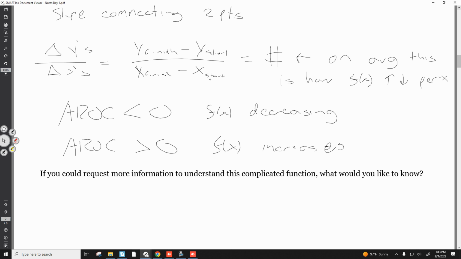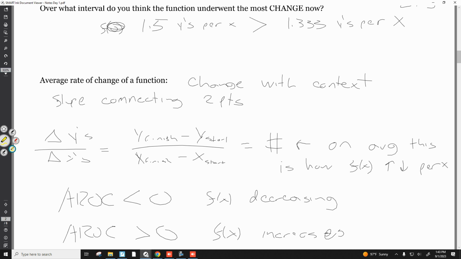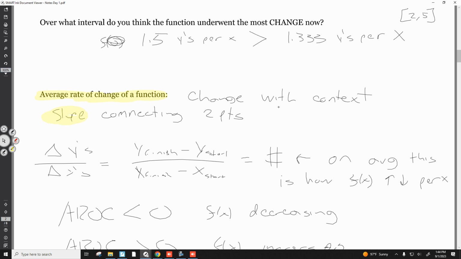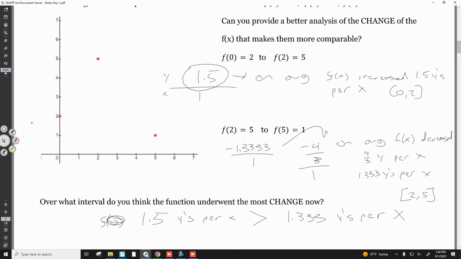Okay. What did we learn? Slopes are average rates of change. Provides a comparison, provides context. We don't like keeping fractions. We'd rather say we have an amount of y's per 1x. It makes numbers more comparable. The statements we have after finding a slope is, on average, this is how many y's my function is changing per x. Okay?